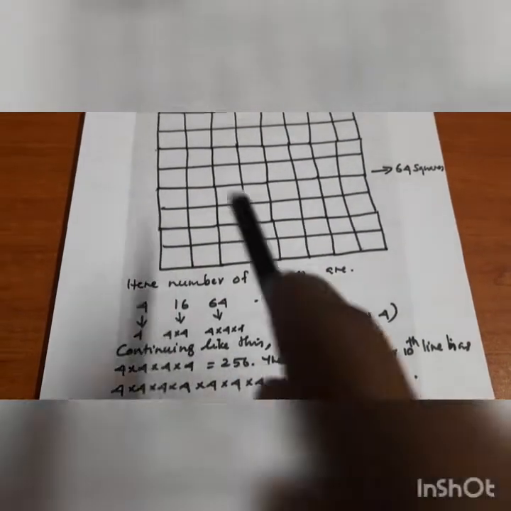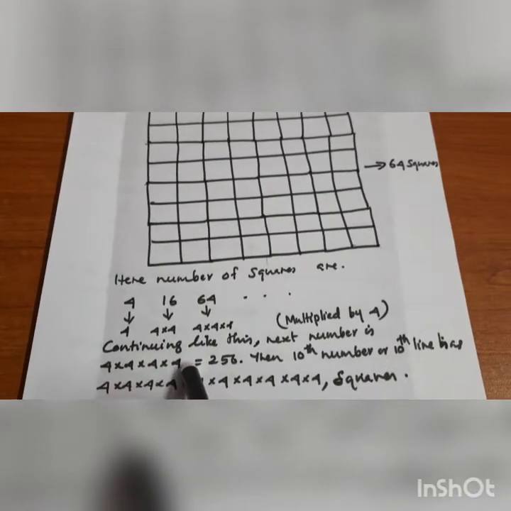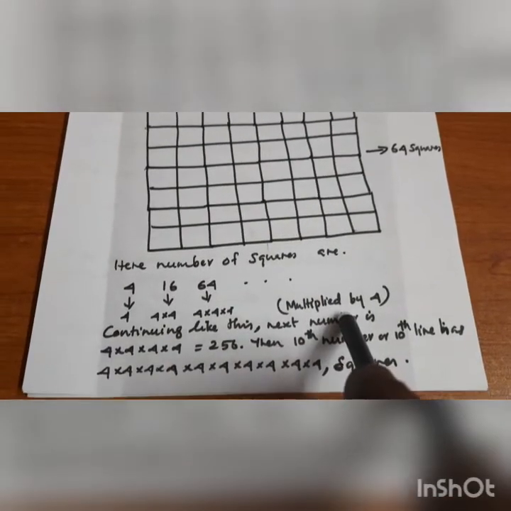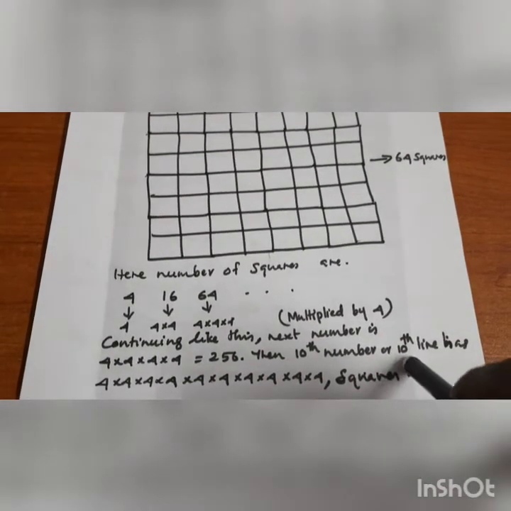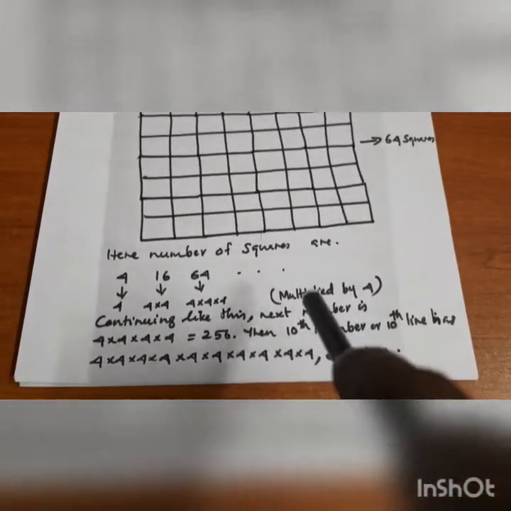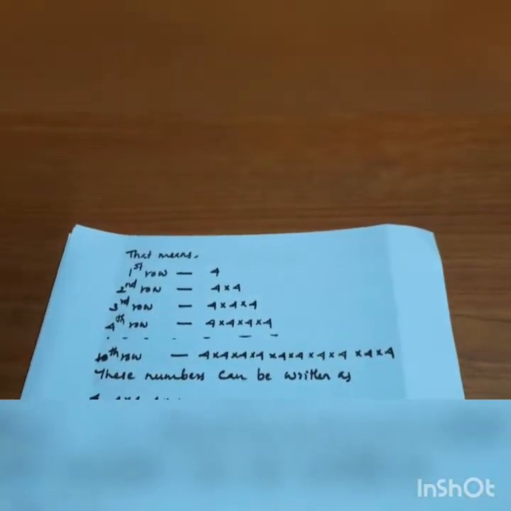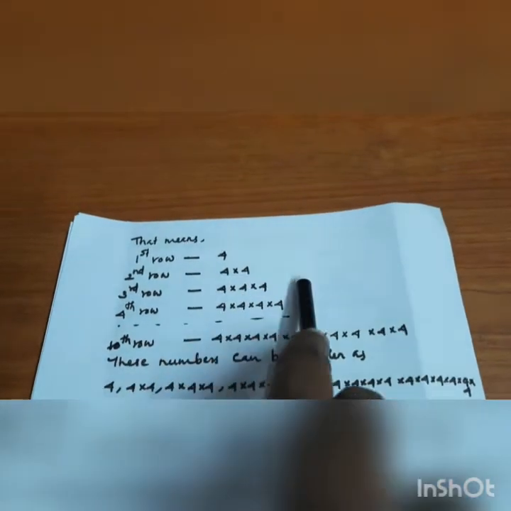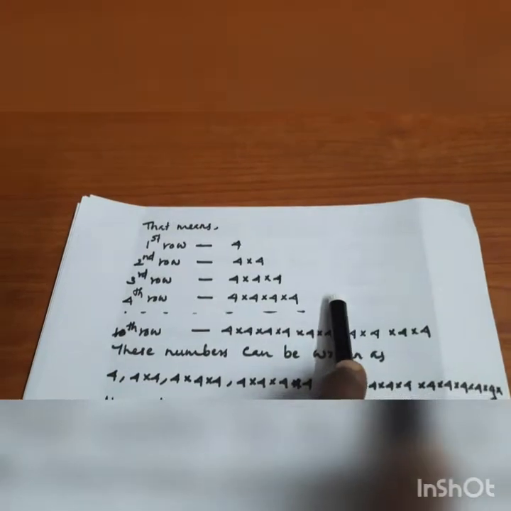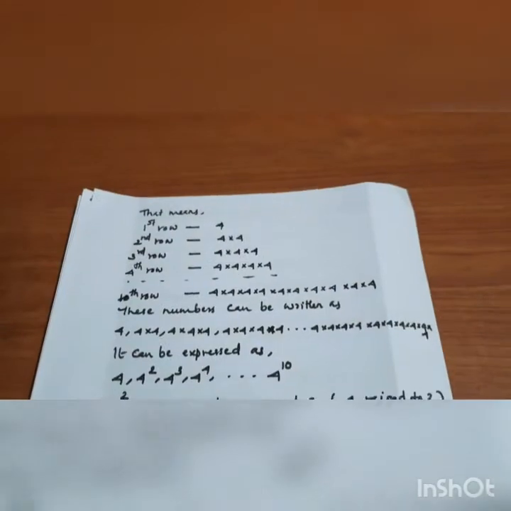Once again, in the first, 4 is multiplied 1 time. In the second, 4 is multiplied 2 times. In the third, 4 is multiplied 3 times, etc. In the 10th pattern, 4 is multiplied 10 times. That many squares are in the 10th figure. That can be written as first 4, second 4 into 4, third 4 into 4 into 4, fourth 4 into 4 into 4 into 4. Like that, in the 10th, 4 into 4 into 4, 10 times multiplied.